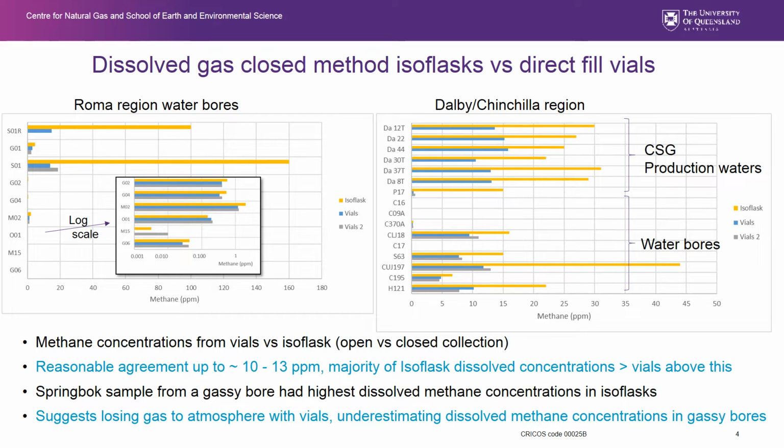On the right you can see the Dalby and Chinchilla region, where we've got the coal seam gas production waters and the water bores, and again a similar story there. The Springbok sample from a gassy bore had the highest methane concentrations in the isoflasks, for example. So these results suggest that we're losing gas to atmosphere when we're sampling with vials, and underestimating dissolved methane concentrations when we're dealing with gassy bores.